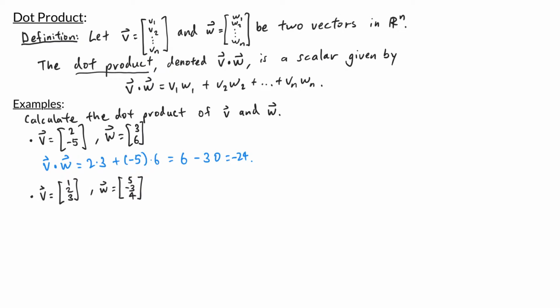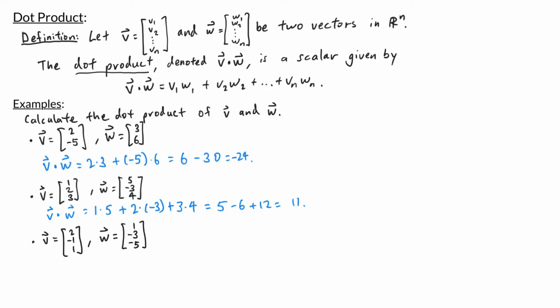In our next example here, we have that V is the vector 1, 2, 3, and W is the vector 5, negative 3, 4. Their dot product, V dot W, is the product of their first entries, so that's 1 times 5, plus the product of their second entries, so that's 2 times negative 3, plus the product of their third entries, 3 times 4. So that's 5 minus 6 plus 12, or 11.